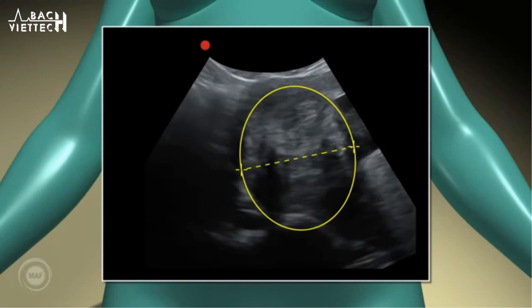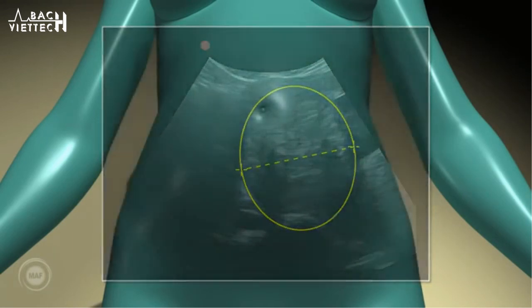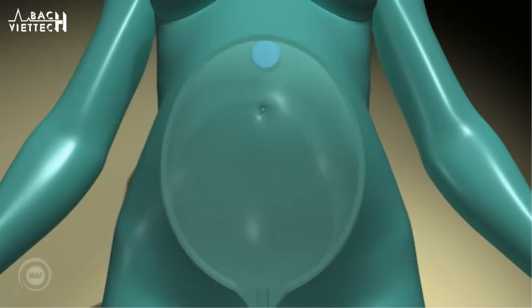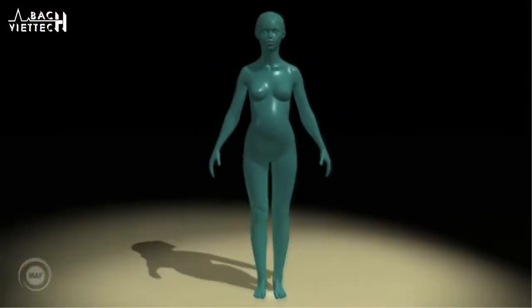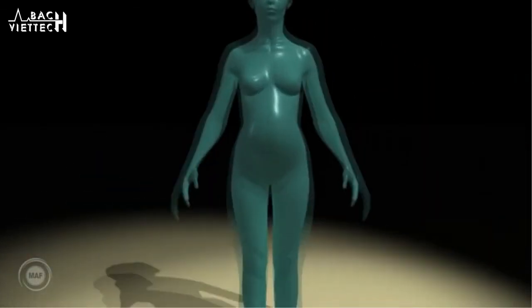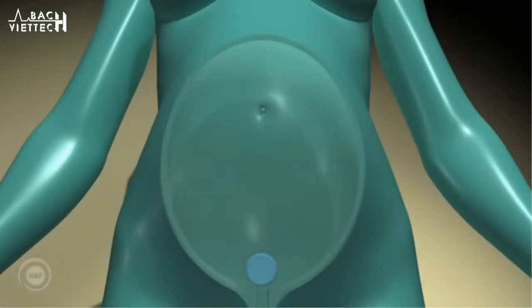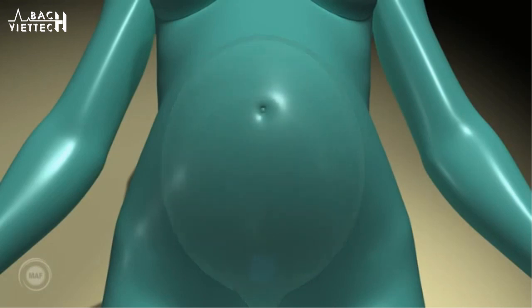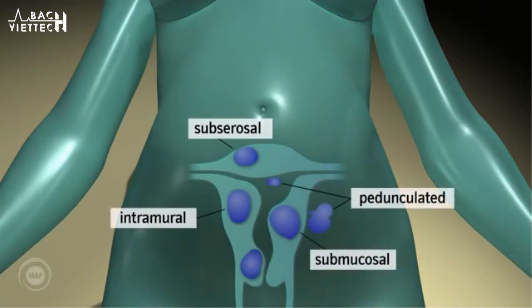The fibroid should then be located in relation to the uterus to determine whether it is fundal, anterior, posterior, or cervical. Also described as the fibroid's position within the uterine wall. Fibroids located in the lower part of the uterus can obstruct labour and therefore need to be identified before birth.